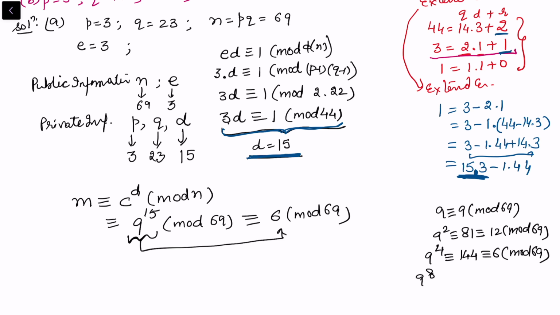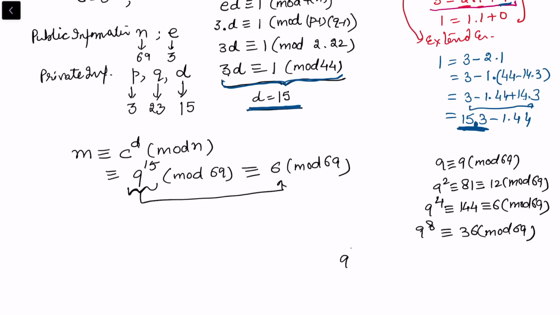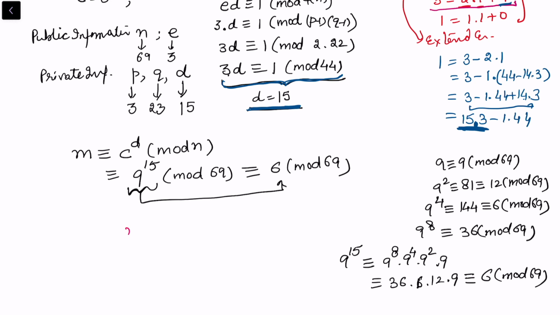Then we have 9 to the power 8, that is congruent to 36 mod 69. Now because I want to reach 9 to the power 15, this is congruent to 9 to the power 8 into 9 to the power 4, 9 squared into 9. And we have already calculated some of these in the reduced form. So when I multiply, we get that this is back to congruent to 6 mod 69. So this way we find that the message M is congruent to 6 mod 69.